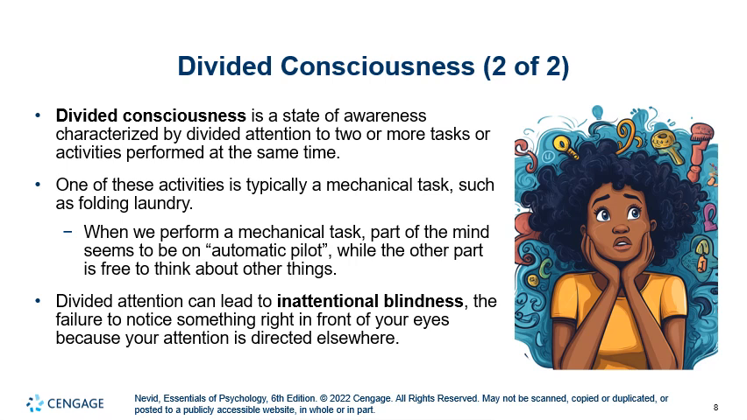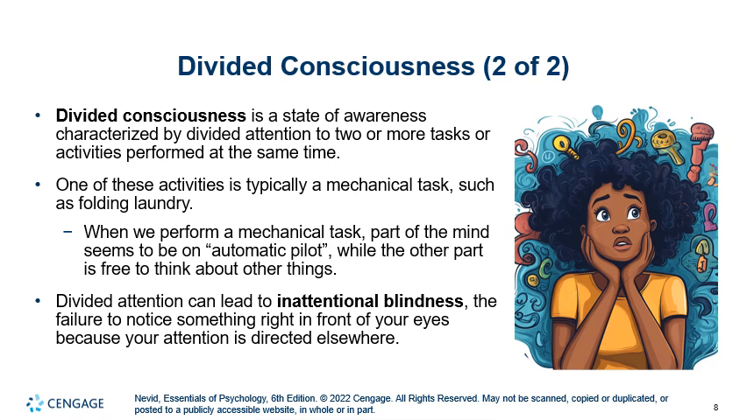The brain automatically performs the mental computations needed to determine the ball's trajectory, even if the player does not understand the underlying geometry. Divided attention also contributes to inattentional blindness, the failure to notice something right in front of your eyes because your attention is directed elsewhere.